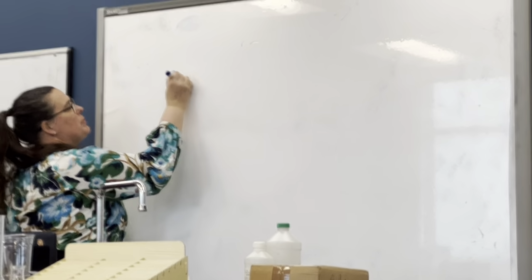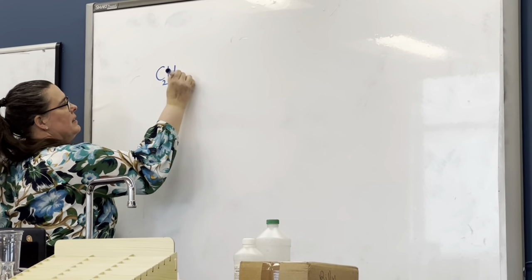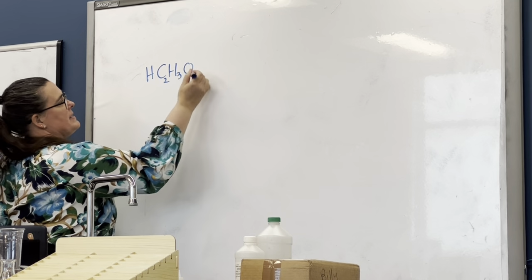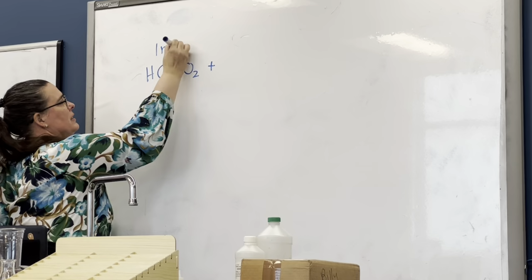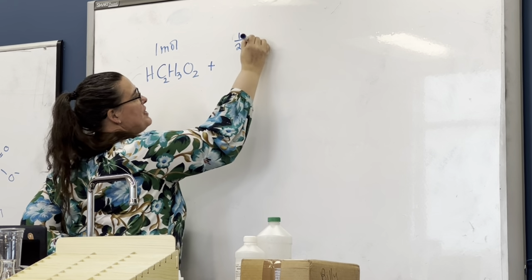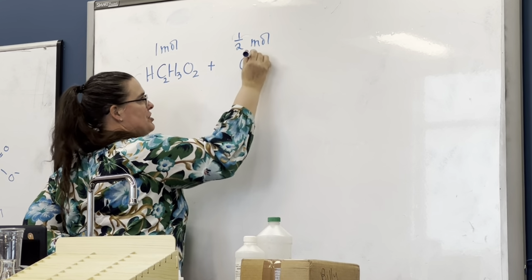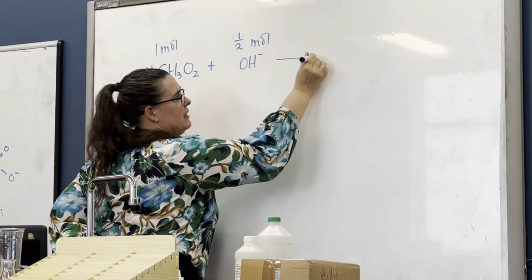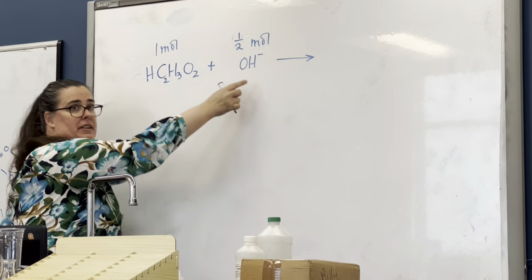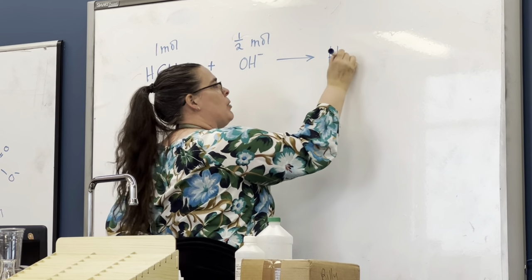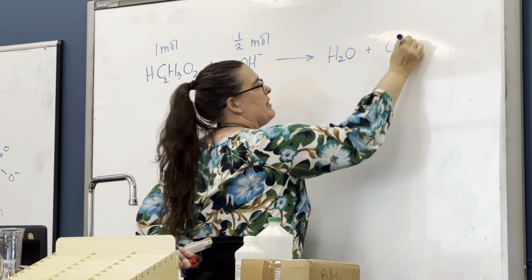He says that if you were to take ethanoic acid, like 1 mole of it, whatever, and you added half as much of a strong base, a reaction would occur. The acid would give its proton to the base, and we would make water and ethanoate.